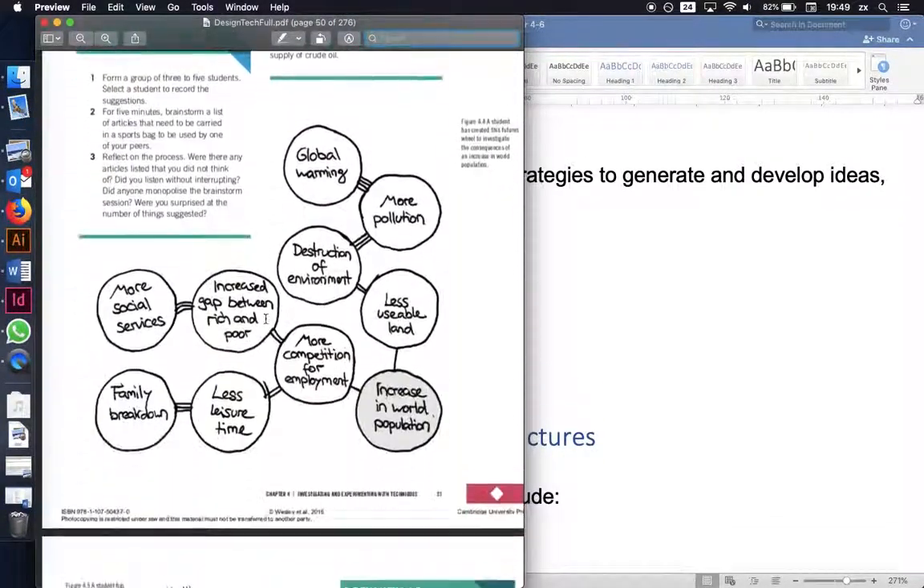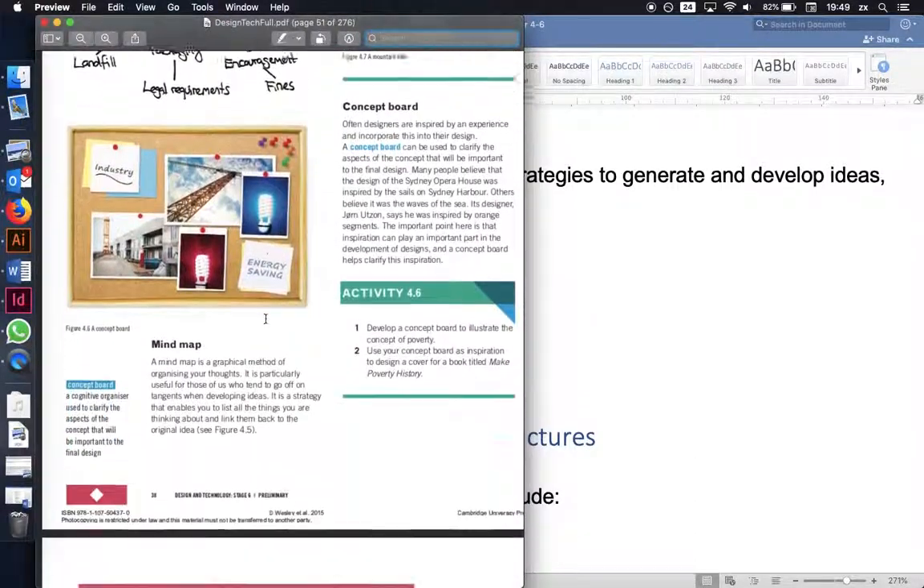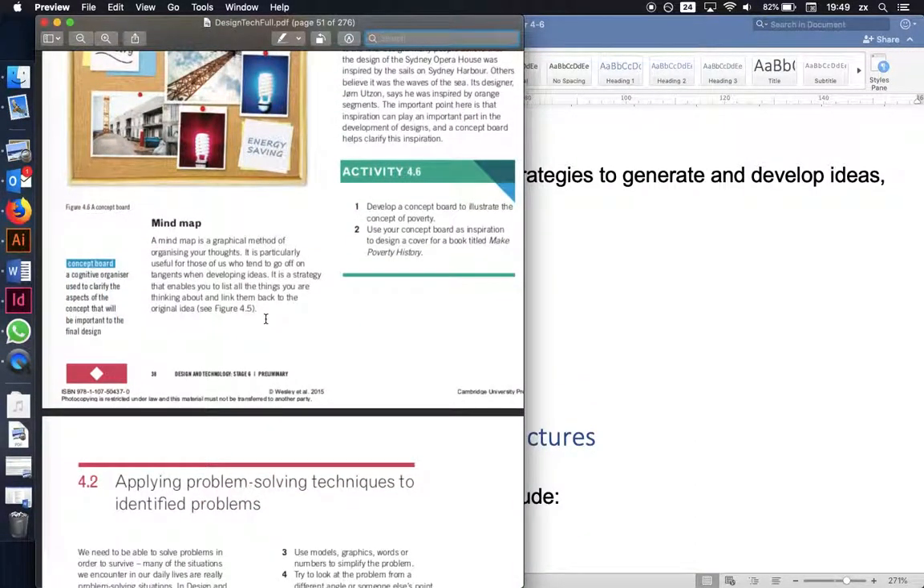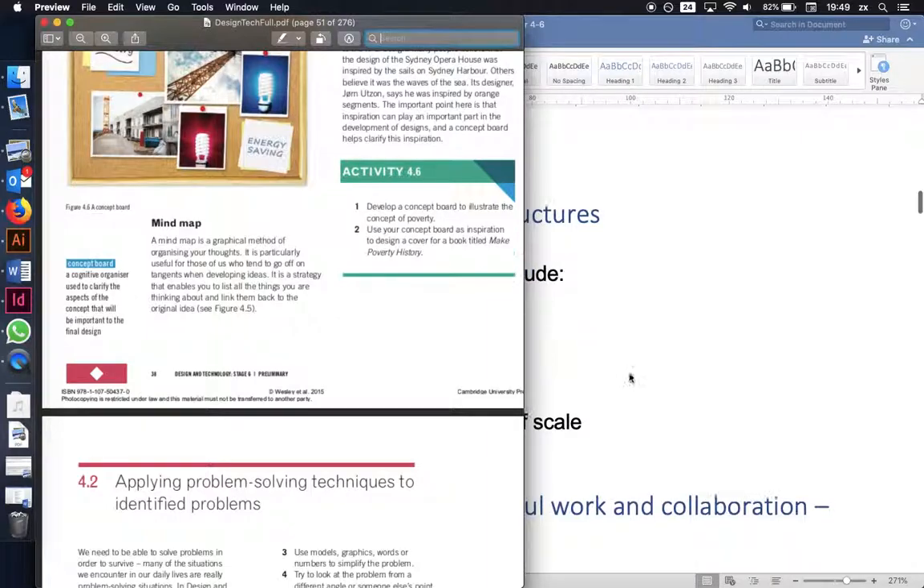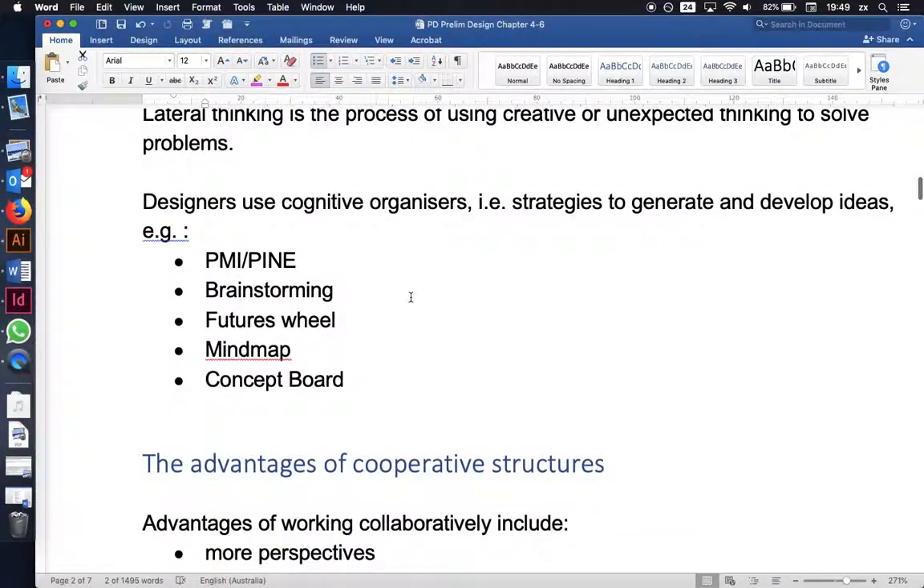Where's mind maps? Concept board and mind map. Okay, so mind map is two words. I won't go into these in too much detail. I would rather that you go and look at those specifically.